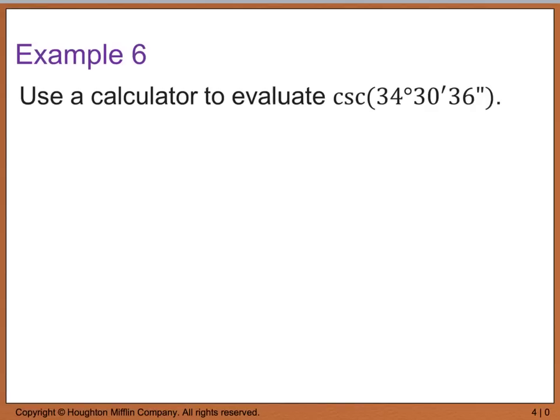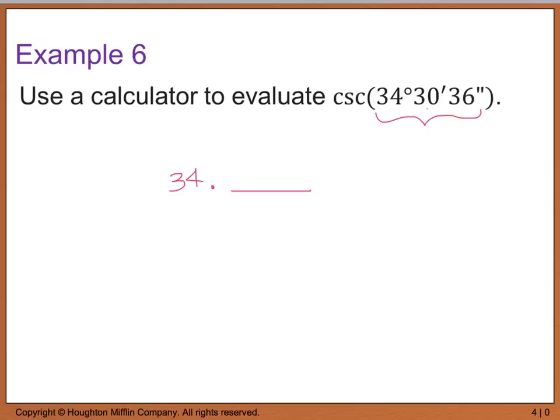So with that being said, we're going to do our last example here, and that says use a calculator to evaluate the cosecant of 34 degrees, 30 minutes, and 36 seconds. Well, to evaluate this, the first thing you're going to have to do is put this in a decimal format. And it is in degrees, so we need to put our calculator in degree mode. But to get rid of the 34 part is easy. This is going to be 34 point something.